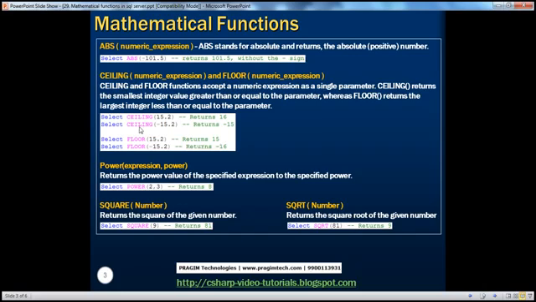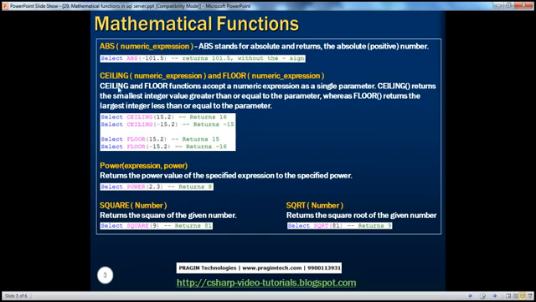Now if you pass a negative number, look at this. For ceiling, we are passing minus 15.2. Since it is a negative number, minus 15 is greater than minus 16. So ceiling of a negative number will give minus 15, because minus 15 is greater than minus 16. Whereas when you look at the floor, minus 15.2 returns minus 16. Why? Because minus 16 is lesser than minus 15. So basically ceiling and floor return the next highest integer value.